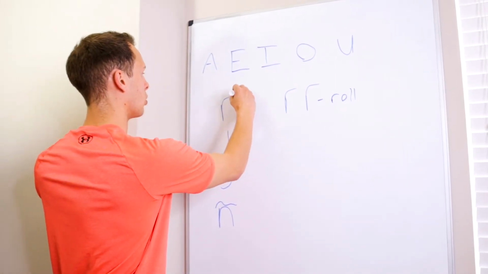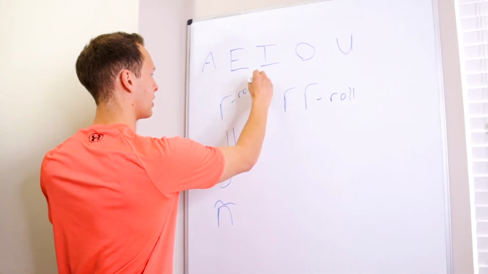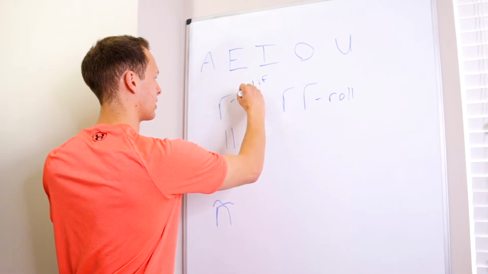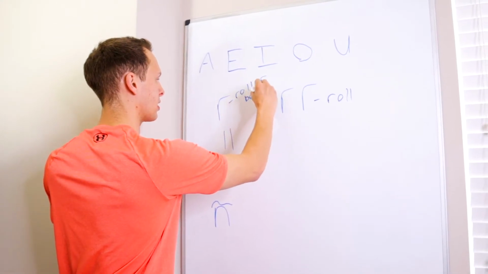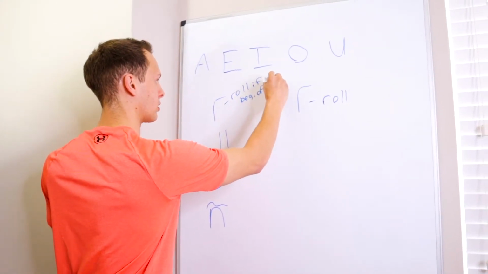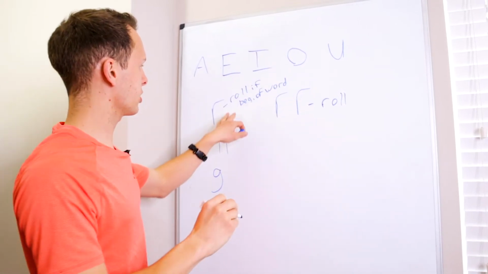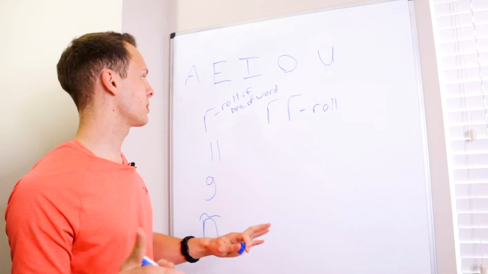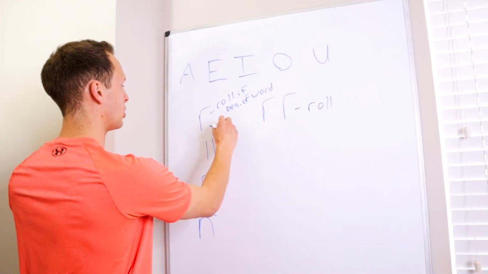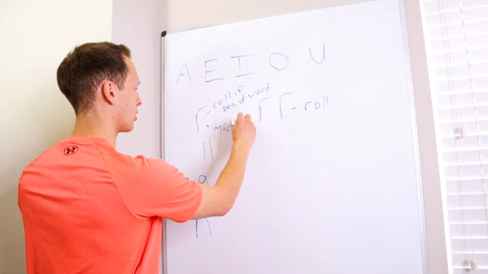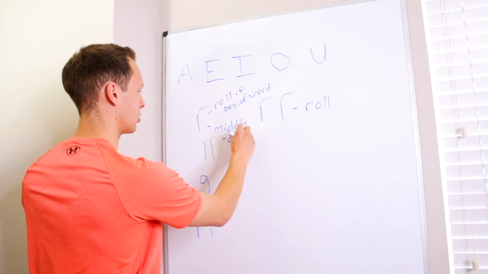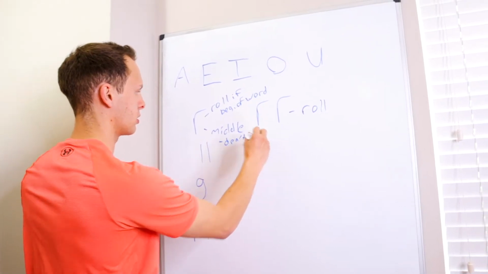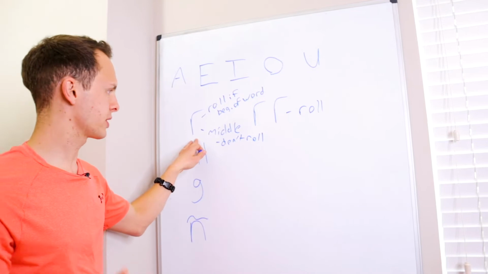You will roll the single R if it's at the beginning of a word. So you're still going to produce this rolling sound if this is at the beginning of a word. I'll give you some examples in a minute. If this is in the middle of a word, you don't roll. So I'll show you what this means.